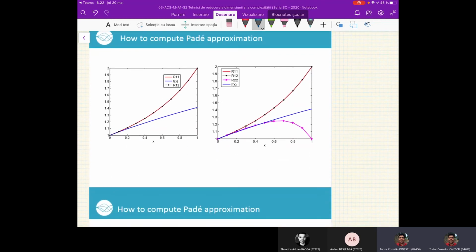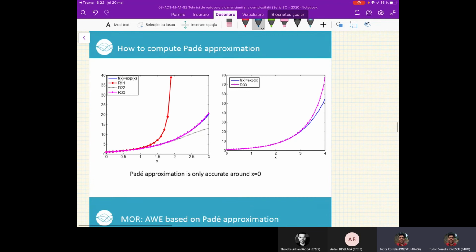Okay, it shows here you've got the graphs. Padé approximation, however, look, is accurate essentially around 0. Also, you can easily notice that the Padé approximation is more accurate when n and m are large. When n and m are large, this is not good.